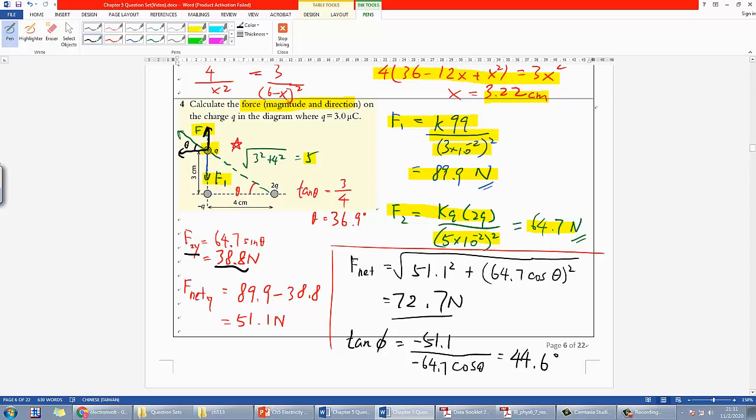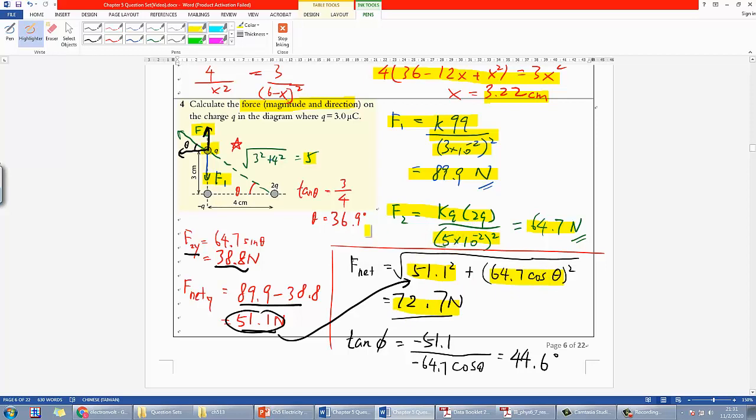And since they are in opposite directions, this is upward, this is downward, so you have to subtract them, and you get the pure vertical force, which is 51.1. After that, you can use the Pythagoras theorem, again what you learned in chapter 1, together with the horizontal one. For now, the horizontal one is just this one, which you should take cosine theta for instead, and you can find the net force, which is 72.7.